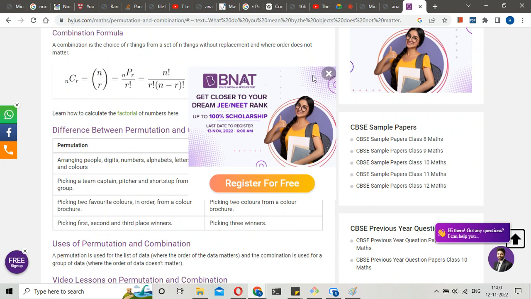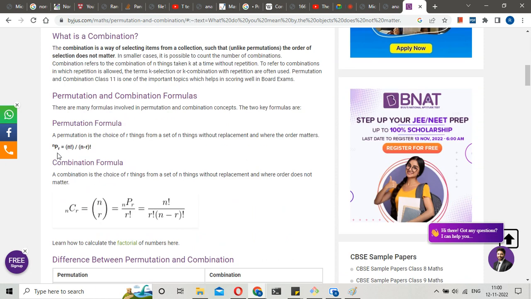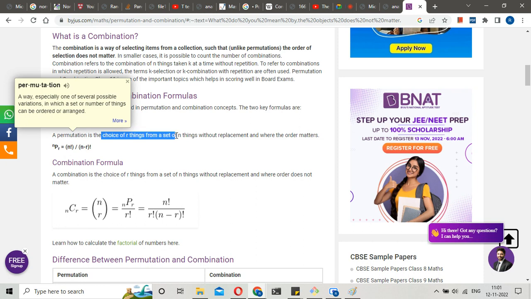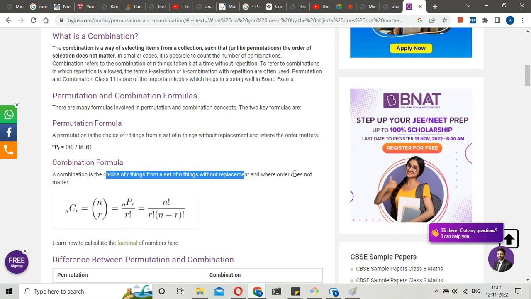Okay. nCr, this is how we represent: n factorial divided by r factorial times (n minus r) factorial. Factorial, if you know, is nothing but the product of numbers till that time. And nPr we define as n factorial upon (n minus r) factorial. So permutation is choosing r things out of n things without repetition, where order matters. Combination is choosing without repetition where order does not matter. Then these formulas come.